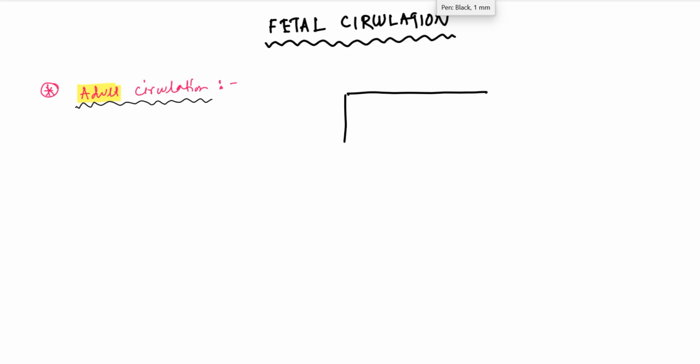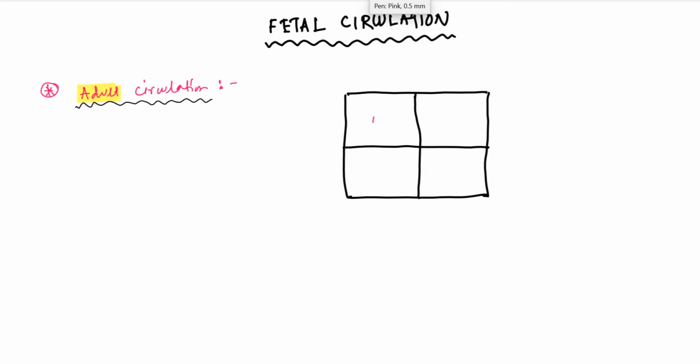Suppose this is the adult heart. These are the four chambers: the right atrium, the right ventricle, left atrium, and the left ventricle. And here lies the tricuspid valve and the mitral valve. Now here lies the superior vena cava and here the inferior vena cava. Both of them drain into the right atrium, as we all know.